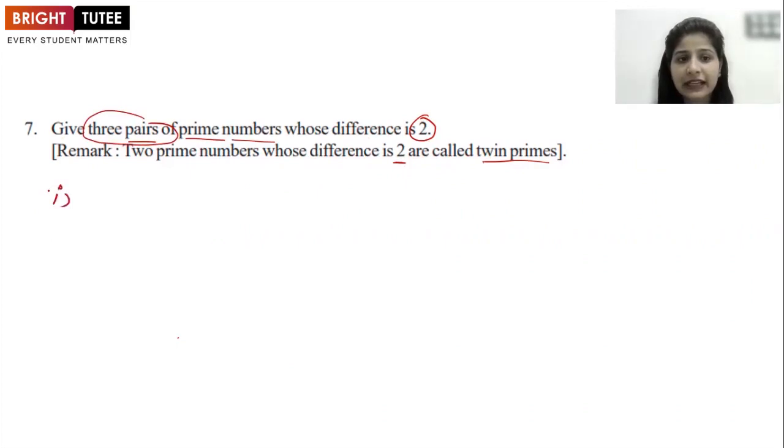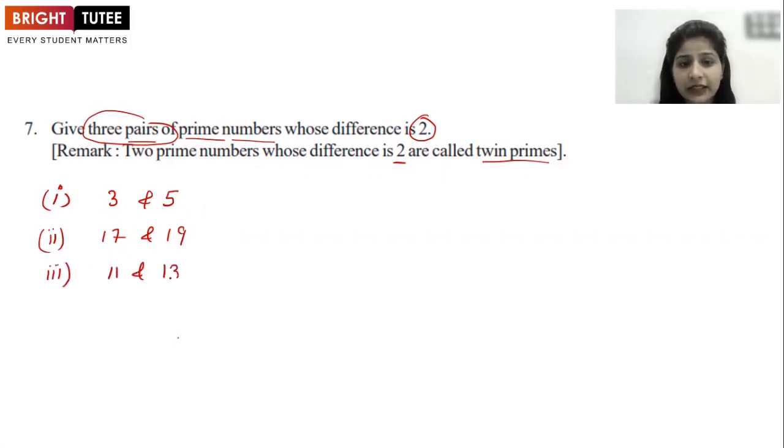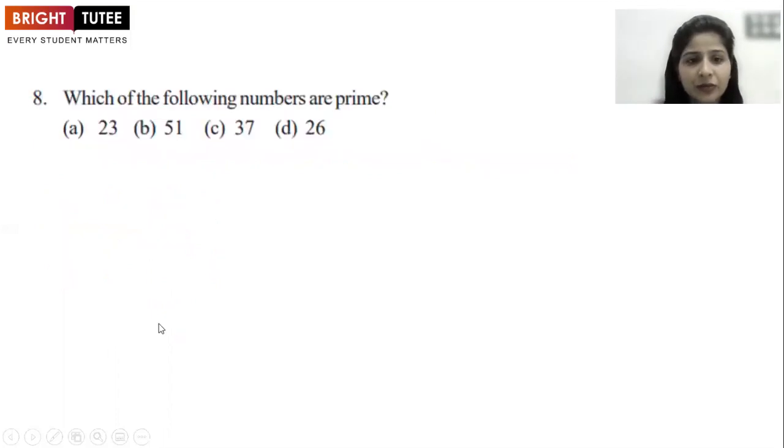The first that I can think of is 3 and 5. Yes, 3 and 5 both have a difference of 2. What do you think about 17 and 19? Are they both prime numbers? Yes, and their difference is 2. So they are twin primes. Can you think of some other numbers? What do you think about 11 and 13? Are they both prime? Yes. Is the difference 2? Yes, the difference is 2. So this is how we have written three pairs of prime numbers whose difference is 2. Clear? Moving to the next one.